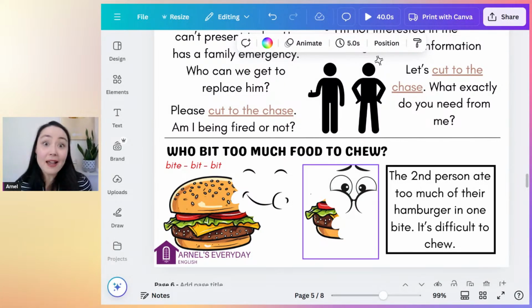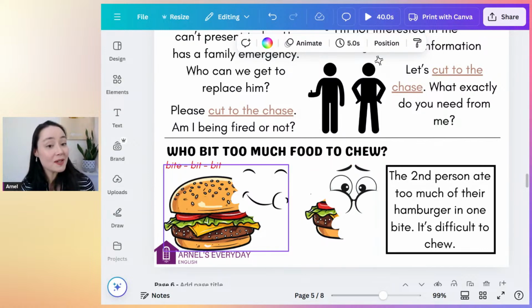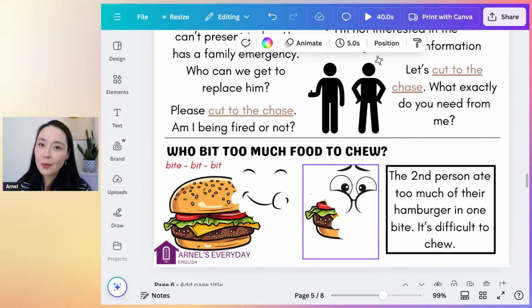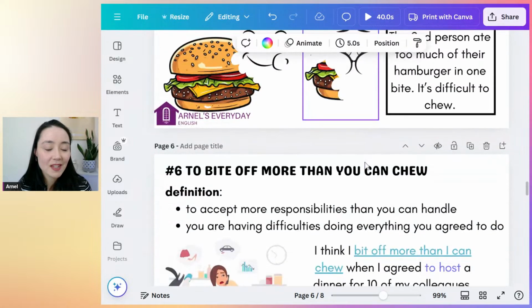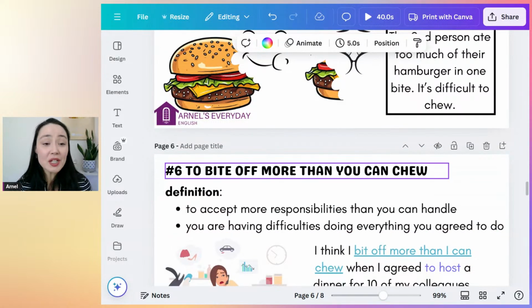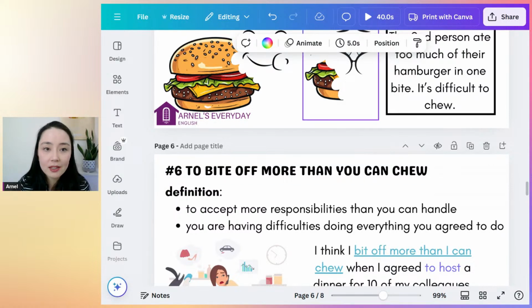Good. So going back here, who bit too much food to chew? I think we can see the second person ate too much of their hamburger in one bite. So it's difficult to chew. Remember that verb for the expression, chew. Here we go. The expression is to bite off more than you can chew. You are struggling, like this person here.